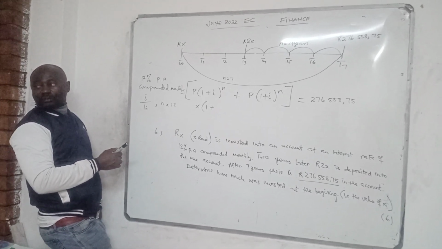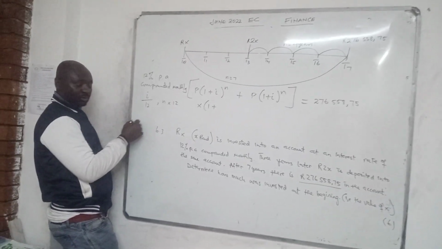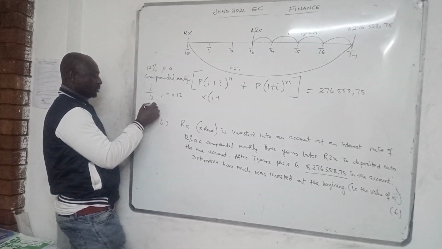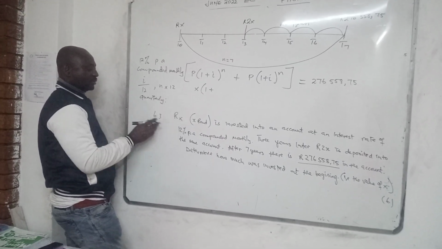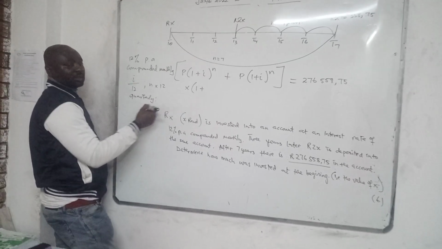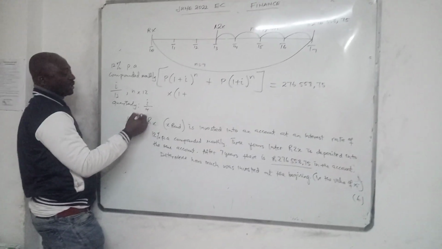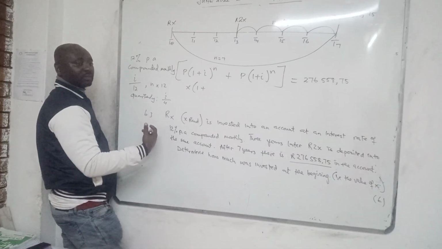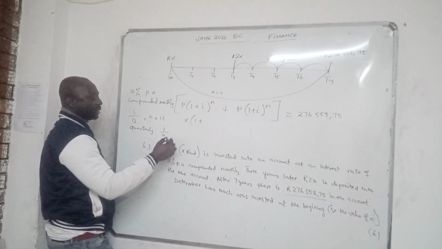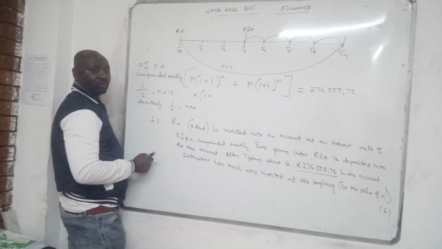Are you with me? So if it is compounded quarterly, what do we do? In quarterly, how many quarters do you have in a year? You have 4 quarters. So if the question says compounded quarterly, after you have changed i into a decimal, you divide it by 4. And if you divide i by 4, N will be multiplied by 4.